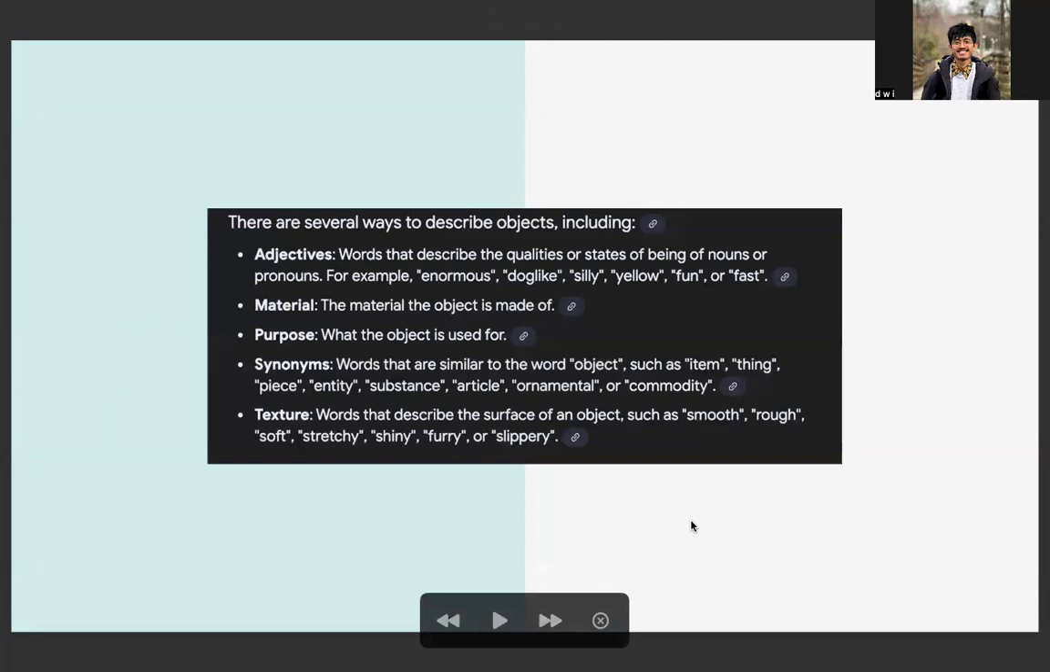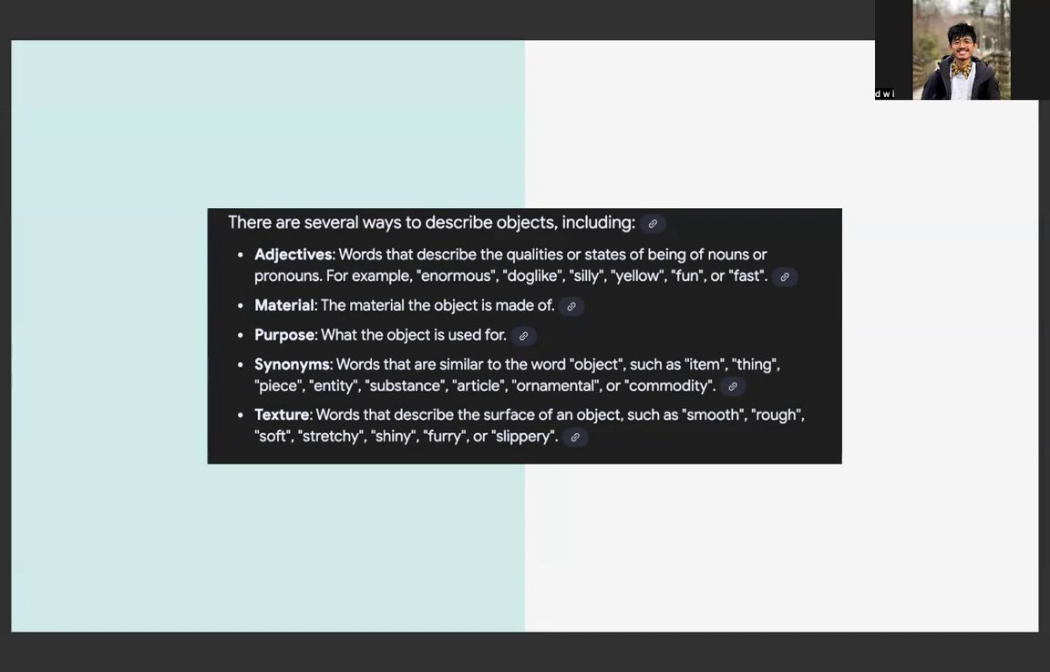First things first, here are several things to consider whenever we want to describe something. First, of course, adjectives. The use of adjectives is really important in order to describe anything, either something or even someone, right? And then the material. When we talk about an object, we need to also think about what this object is actually made of. Is it made of stone or sand or steel or anything else? And then the purpose, what the object is really used for, what the function is and all that stuff.